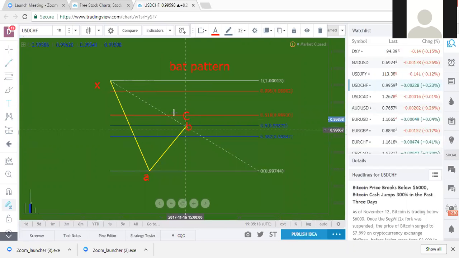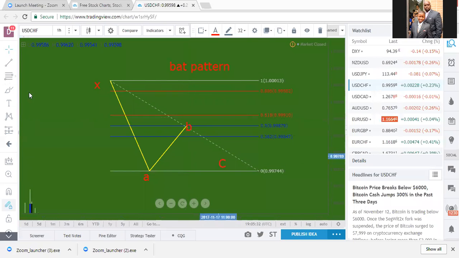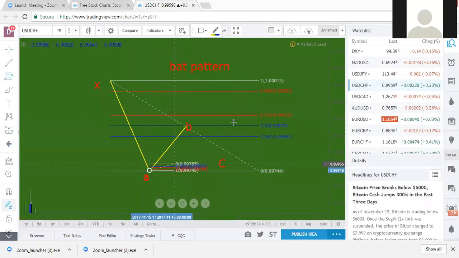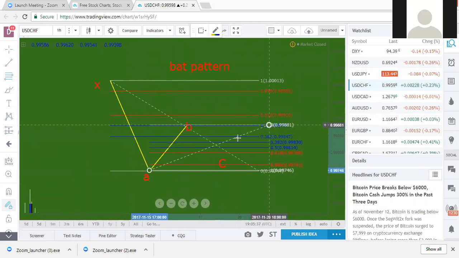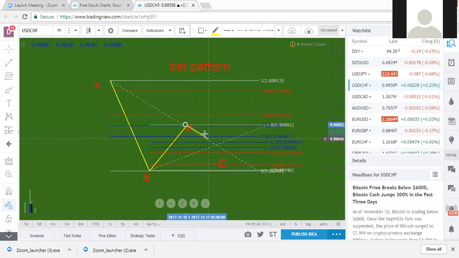Once we've identified the B leg, we can begin to look for our C. To identify the C leg, we've got to use a Fibonacci retracement from A to B. And we need price to retrace down to a minimum of the 382, but it can also retrace down to the lows of the A. As long as price doesn't break our A leg, the pattern is still valid, and the C leg is valid.